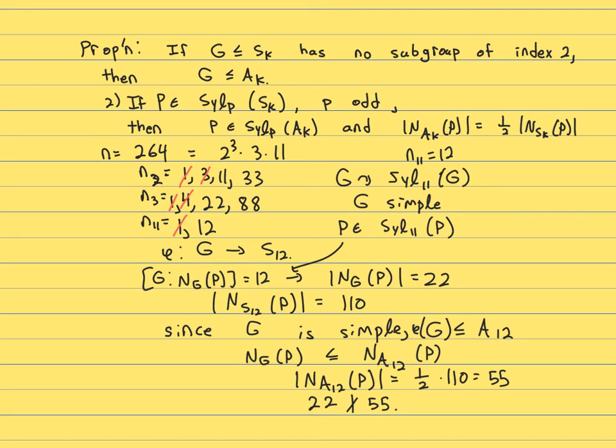Therefore, we must have a contradiction somewhere. The contradiction is going to have to either be that this homomorphism was not injective, that the kernel was the whole group, or that G is not simple. And either of these two contradictions proves that G is not simple anyway. So therefore, G is not simple. There's no simple group of order 264.